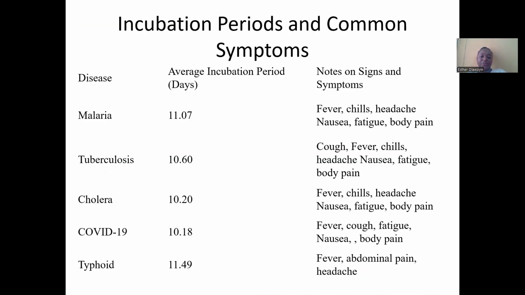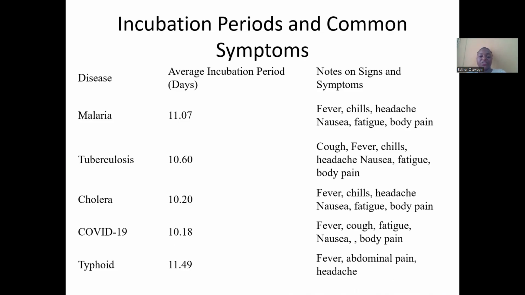Incubation period: malaria is 11.7, tuberculosis is 10.60, cholera is about 10.20, COVID is 10.18, and typhoid is about 11.49. So the symptoms and signs are similar, so that's why I did not really look into them. We have fever, chills, headache, nausea, fatigue, body pain, and all.